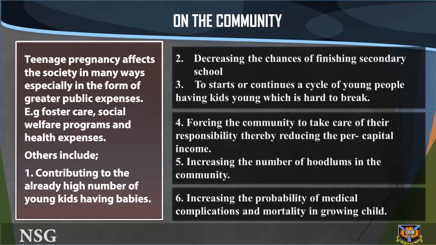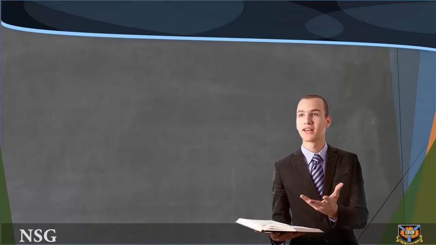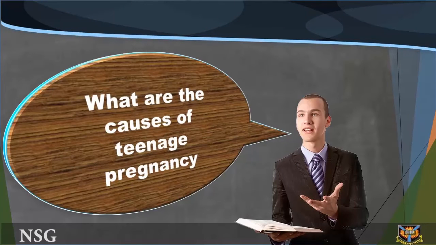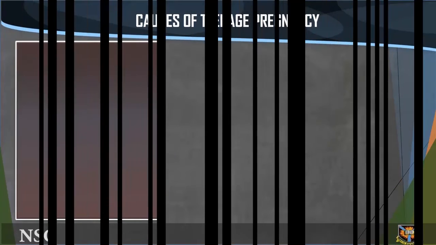6. Teenage pregnancies are considered as a high-risk pregnancy, which means they are more likely to have medical complications as they have not finished growing, thereby leading to an increase in the mortality rate of the community. Since we have discussed the implication of teenage pregnancy, let us now consider some of the causes of these pregnancies.